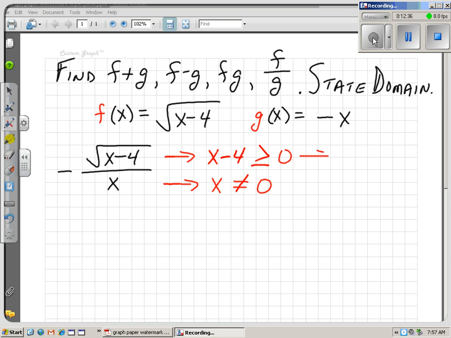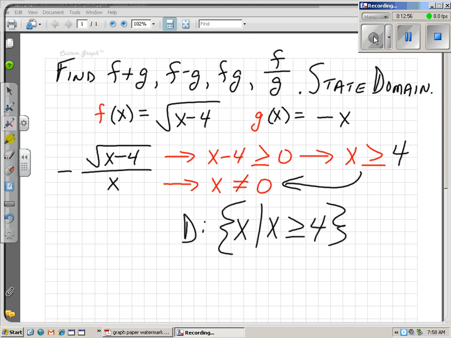Well, this up here says that x minus 4 must be greater than or equal to 0. So x must be greater than or equal to 4. Well, that actually takes care of that condition. If my numbers have to be greater than 4 to start with, of course 0 won't be included. So actually, our domain stays the same. And it's all numbers x as long as x is greater than or equal to 4.